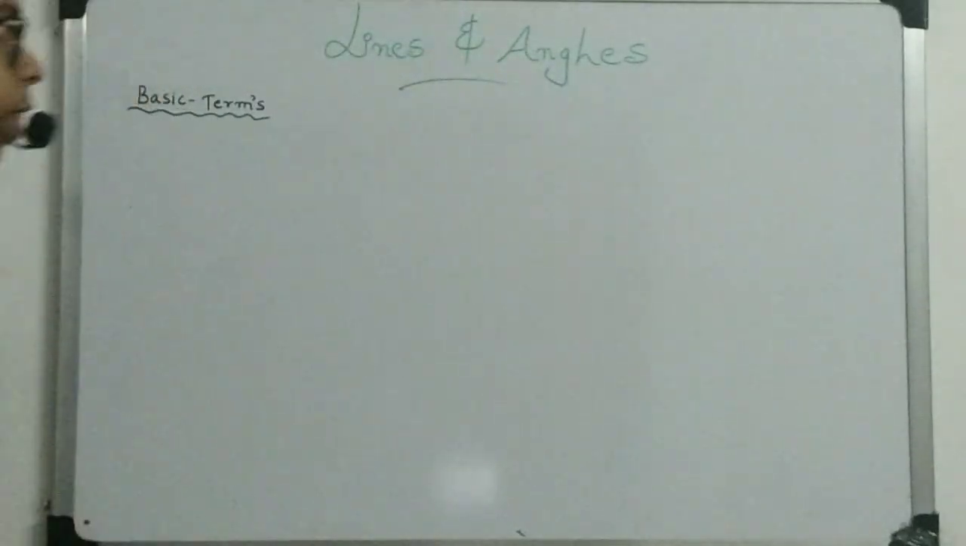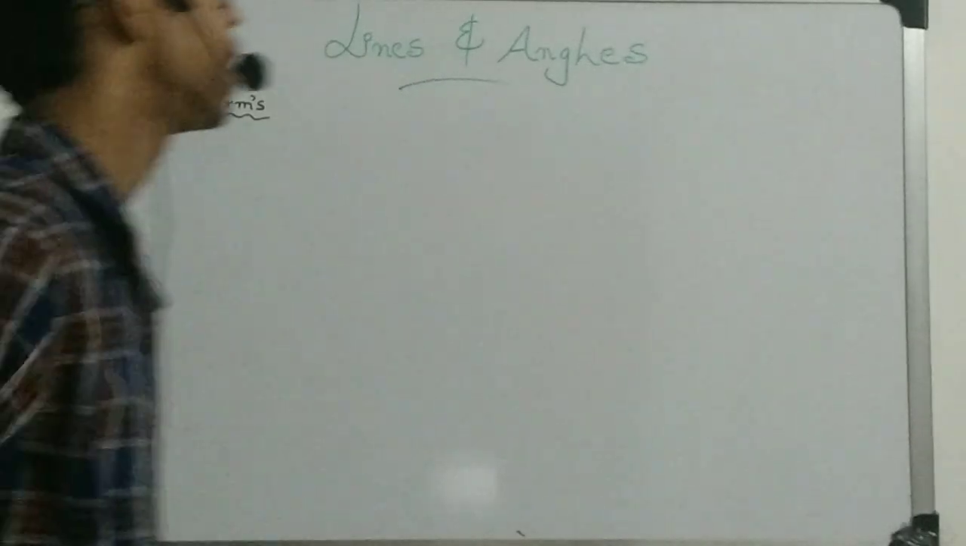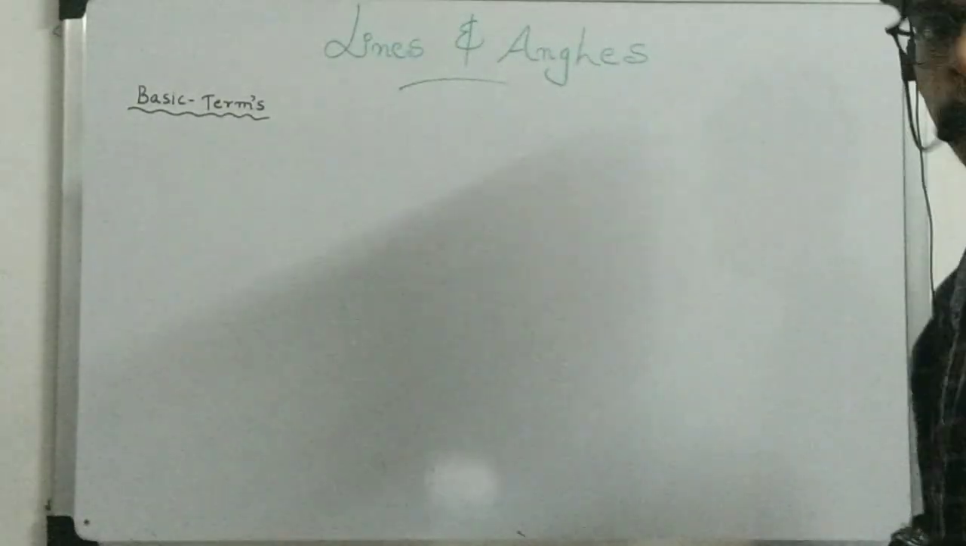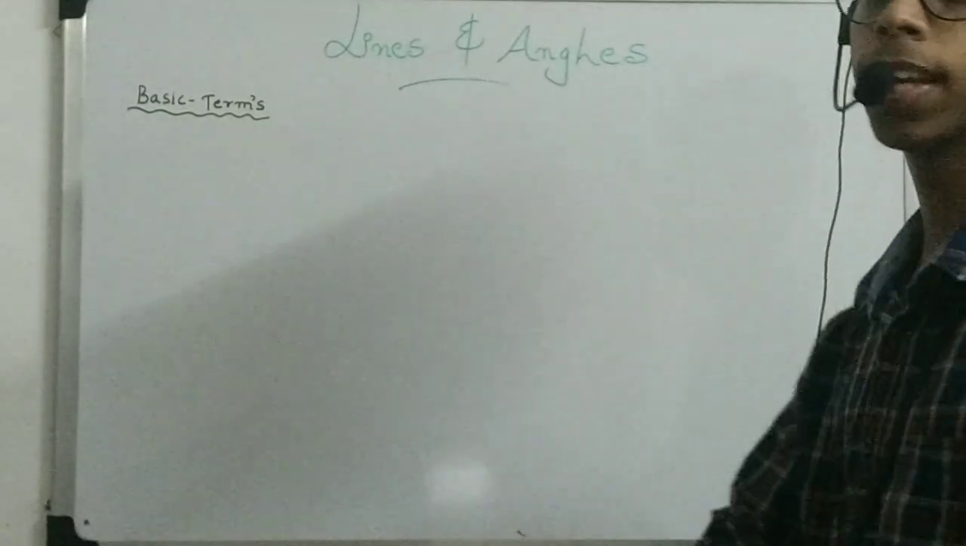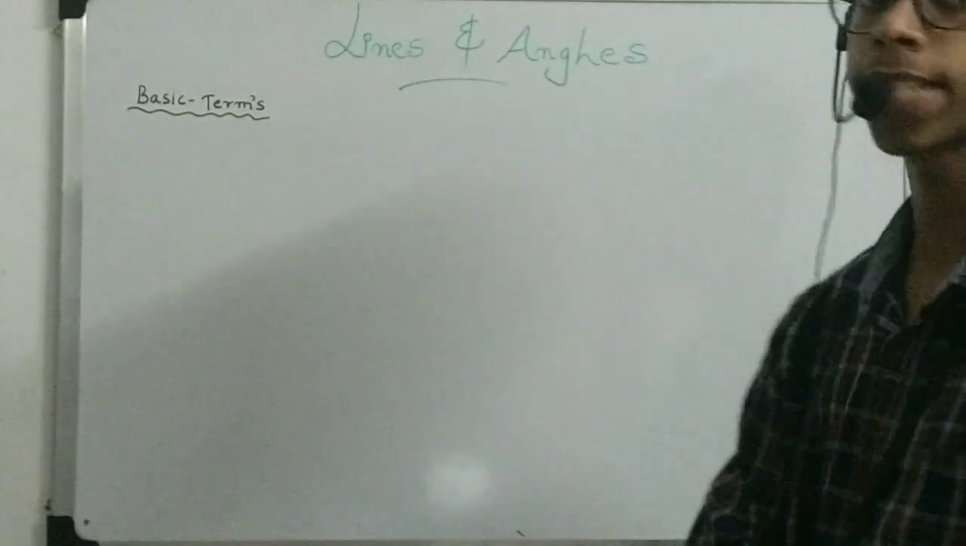We will be starting with a new chapter, lines and angles, from our class 9. In this chapter, we will be learning about various theorems and axioms related to lines, and the various properties related to angles.